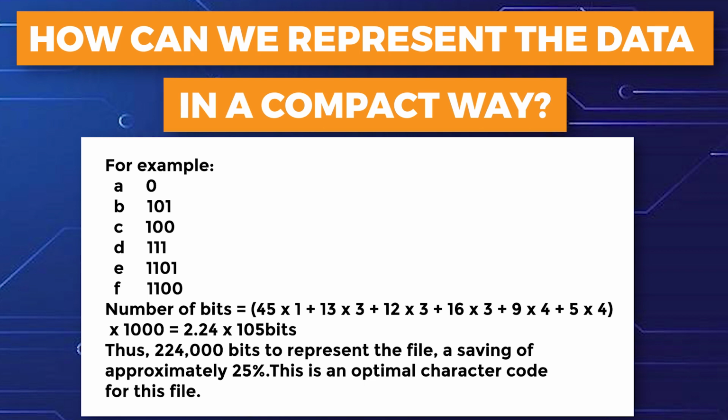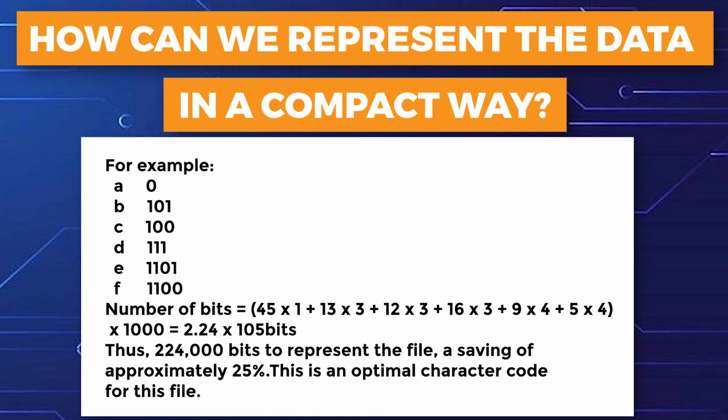So finally we calculate all the data, and what result do we get? We get the result in the form of 2.24 multiplied by 10 to the power 5 bits, rendered as 224 thousand. So when we are transmitting data like 10^5 bits or so, we require 2,24,000 bits to represent the file, saving approximately 25%. This is an optimal character code for this file.